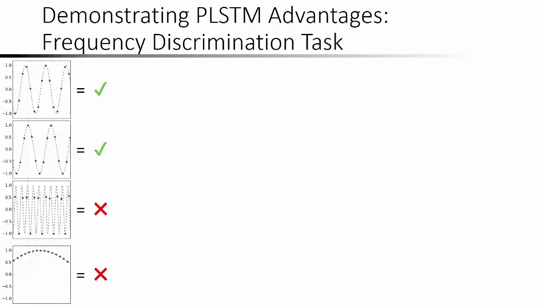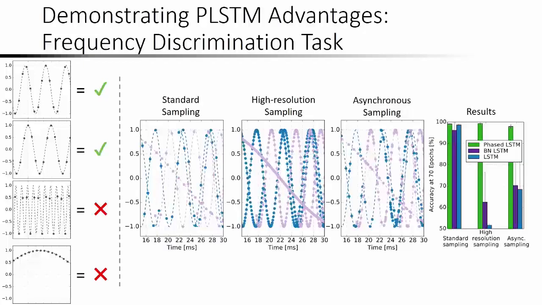So we want to find these green check kind of sine waves in our input and mark those with a 1. Now, what we do is we expose it to 3 different sampling conditions. Under the standard sampling condition, which corresponds to how most people use RNNs right now, we have a discrete time step that's fixed in length. Here it's 1 millisecond. And we have a reasonable number of input points. Here about 100 input points.